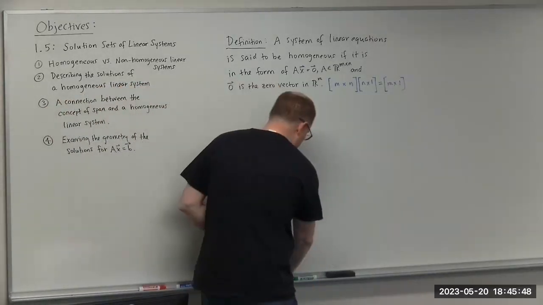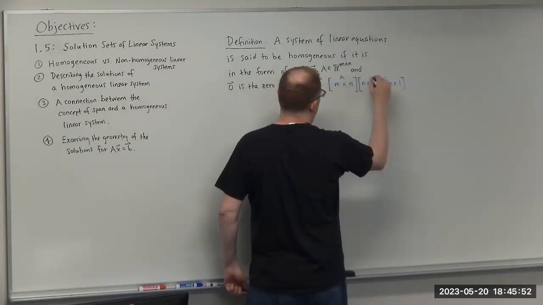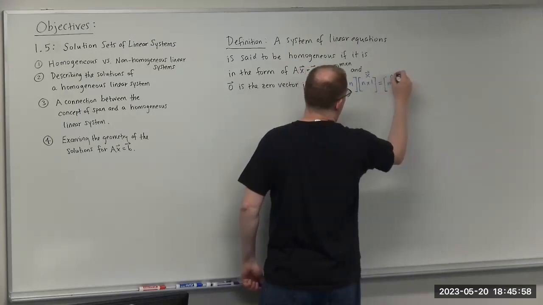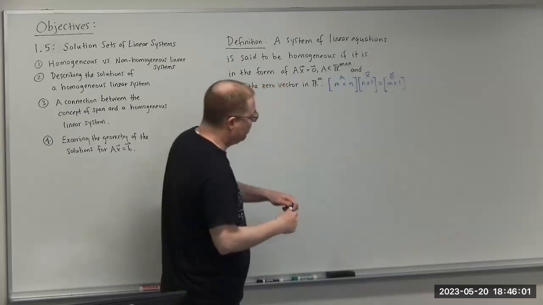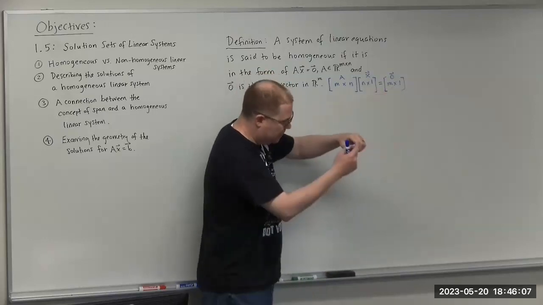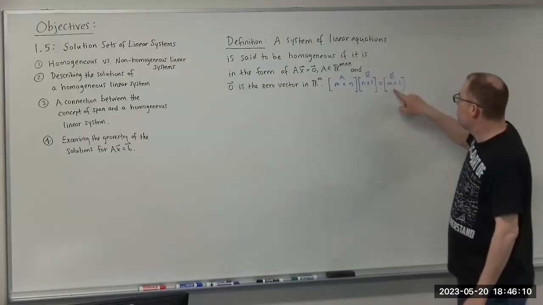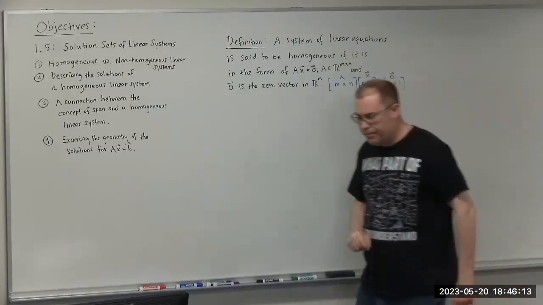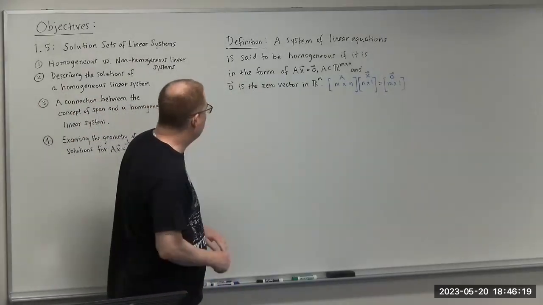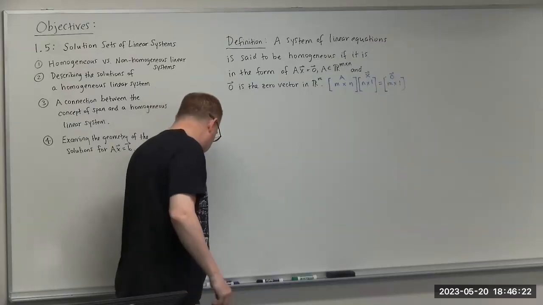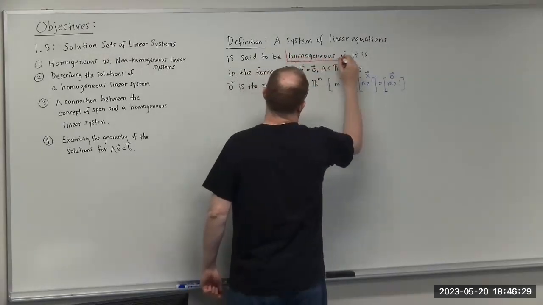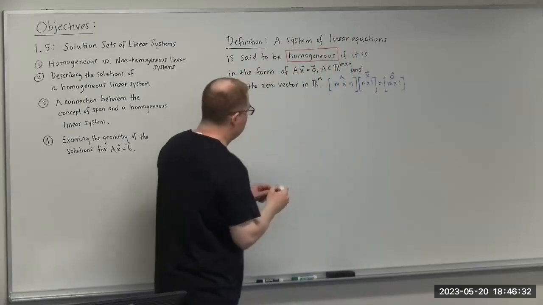Again, this is your matrix A. This is your solution vector. And this is the 0 vector in this case, where the entries of the 0 vector are all 0, so there are basically M zeros in this 0 vector. That is what a homogeneous linear system is.